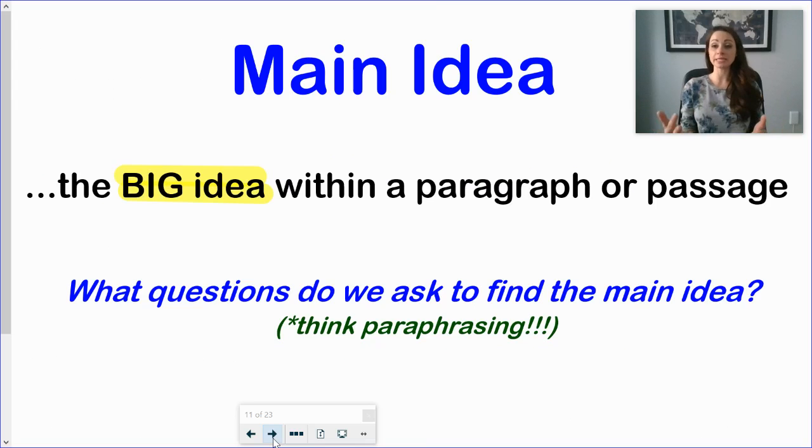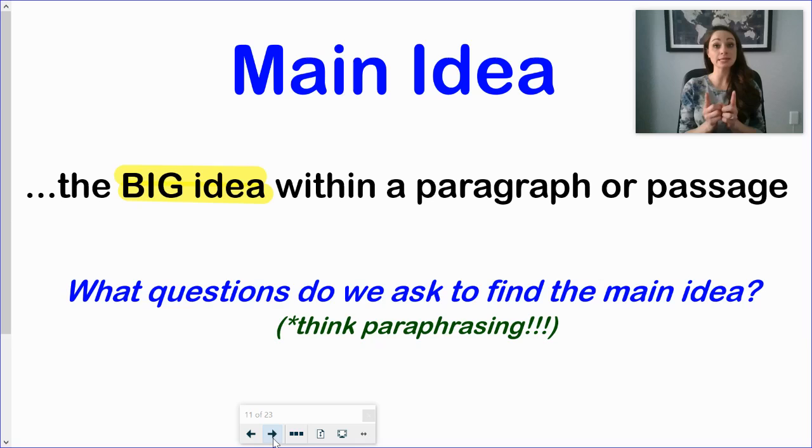So main idea, we've been working with main idea since like 2nd grade. We know that the main idea is the big idea. It can be within a paragraph or it can be within an entire passage. Those of you who have worked with the paraphrasing strategy are experts at identifying the main idea, and you know that you have some questions that help you with the main idea. So for example, if you were trying to find the topic, the topic is related to the main idea. So you would ask yourself, what is this paragraph about?